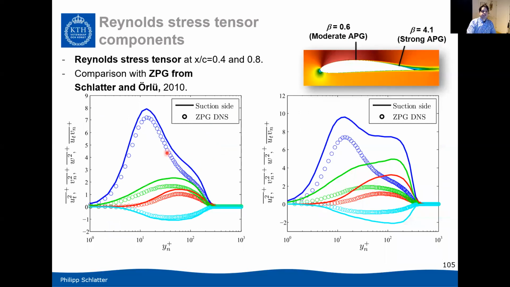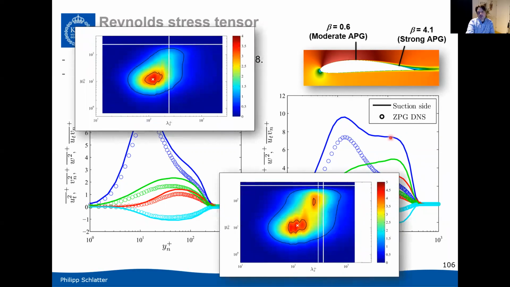Similarly, for the fluctuations, the RMS values, this is at the lower pressure gradient, and this here is at the higher pressure gradient. Also there you see that the inner region is not so different. You have a slight increase of the RMS values, but the main difference really lies in the outer region, where you have much more energy. The outer region is much more energized by the presence of the adverse pressure gradient, which you can also see in the spectra, where you even have the appearance of an outer peak for the streamwise fluctuations.